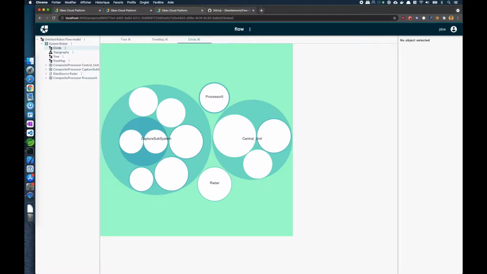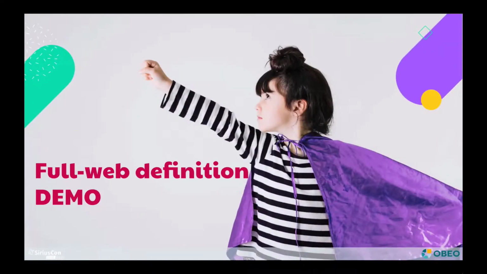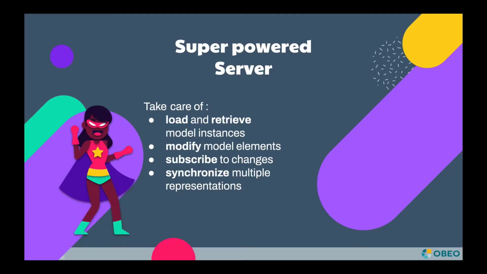Okay, now let's go back to the slide. So in this demo, I gave you the opportunity to see your server up and running. It takes care of loading and retrieving the model instances for you. It allows you to modify existing model elements. It also comes with a subscription system to listen for changes. Thanks to that, it will synchronize everything for you across the different representations, allowing you to work collaboratively.